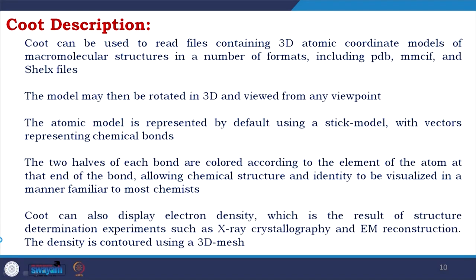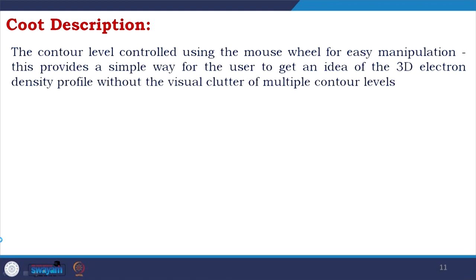Coot can also display electron density, which is the result of structure determination experiments such as X-ray crystallography and EM reconstruction. The density is contoured using a 3D mesh. The contour level is controlled using the mouse wheel, I will show you again that for easy manipulation. This provides a simple way for the user to get an idea of the 3D electron density profile without the visual clutter of multiple contour levels. So, you just rotate the mouse and you will see where the electron density is high and where it is low, and all these ideas could be developed.